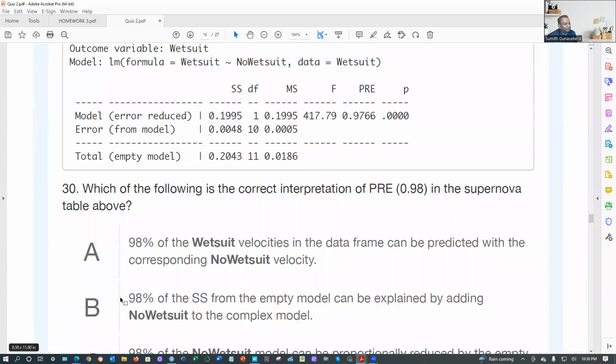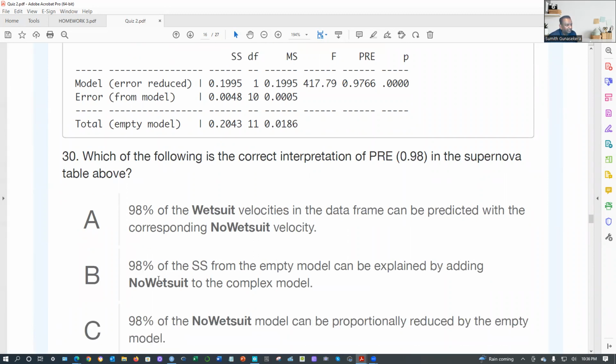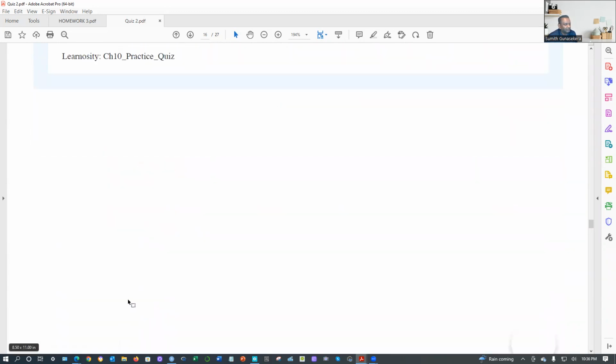Analysis of variance. Which of the following is the correct interpretation of P? P is nothing but 90% of the sum of squared from the empty model can be explained by adding no wetsuit to the complex model. D. Okay. Keep going.